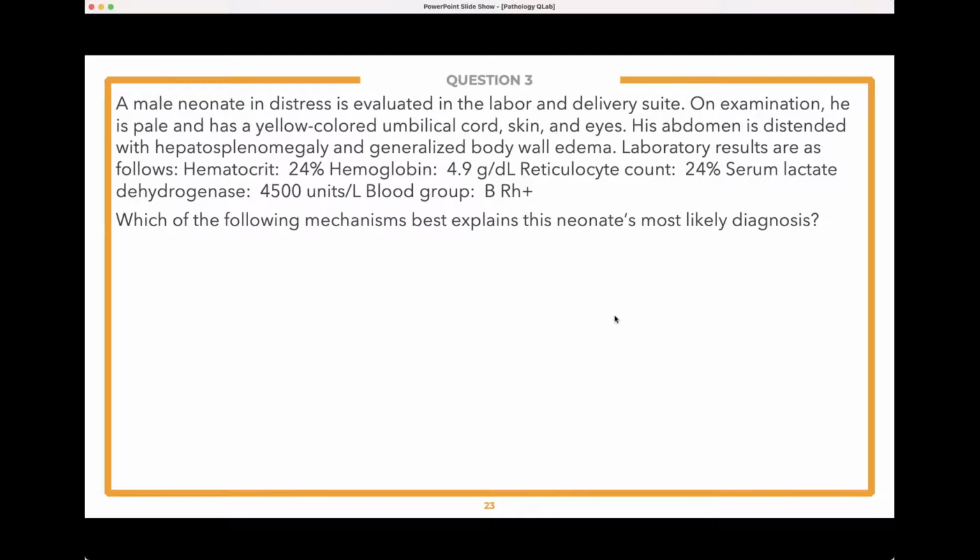How many steps do you think it will take to answer this question? Let us know there in the question box as I hand it over to Paris.